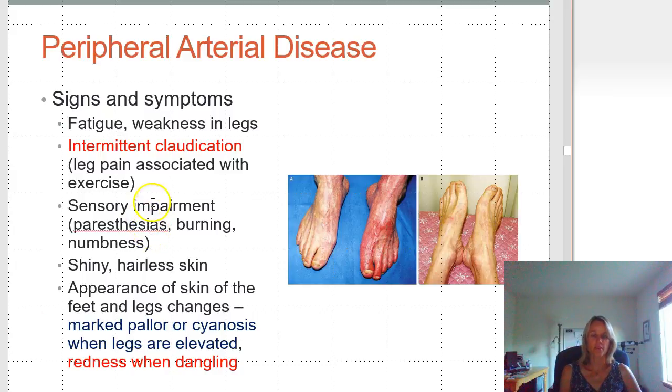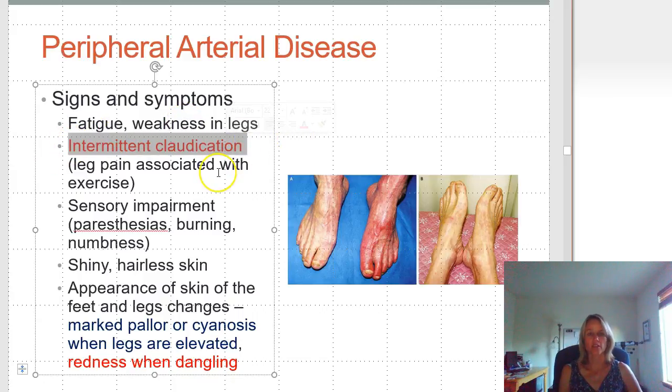So what are the signs and symptoms? We can have fatigue and weakness in the legs. A big classic sign is intermittent claudication, which is leg pain associated with exercise. So this is kind of like angina in the legs, okay? We can also have sensory impairment, so paresthesias, that pins and needles, burning, numbness. The skin tends to be shiny and hairless because there's not as much oxygen to supply those tissues. And then another classic sign is that the appearance of the skin of the feet and legs changes with gravity.